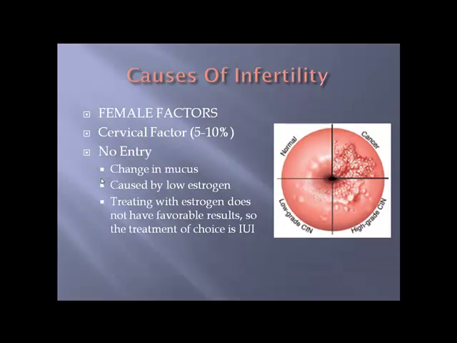So causes of infertility from the female perspective: there is the cervical factor. They say, well, okay, the 5 to 10% are because the cervix does not allow entry, and they say that's because of a change in the mucus around the cervix, and it doesn't allow the sperm to enter. They say this is caused by low estrogen, however, treating with estrogen does not have favorable results, so the treatment of choice with this problem for the 5 to 10% is intrauterine insemination, so they just stick it in there.